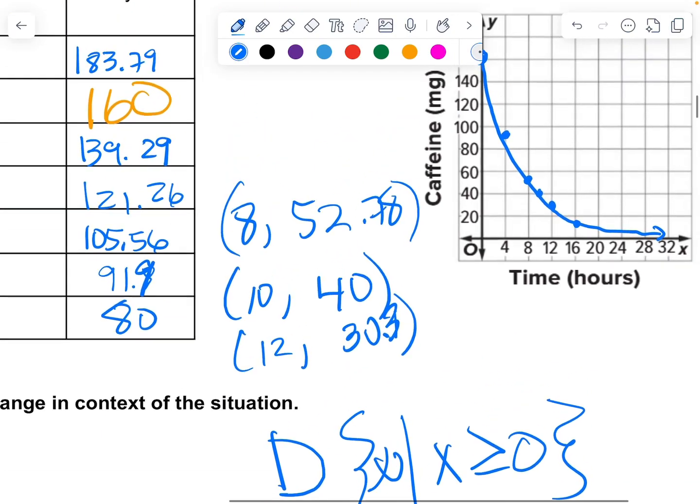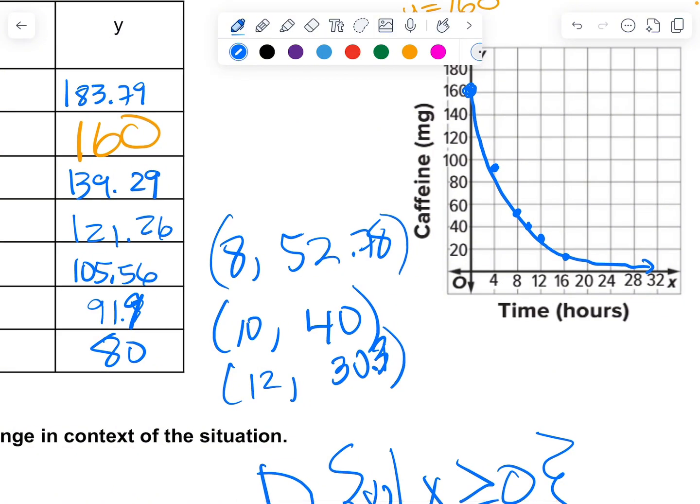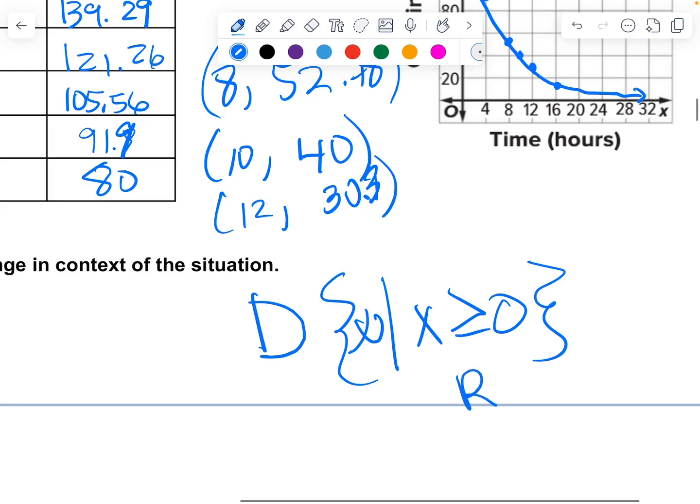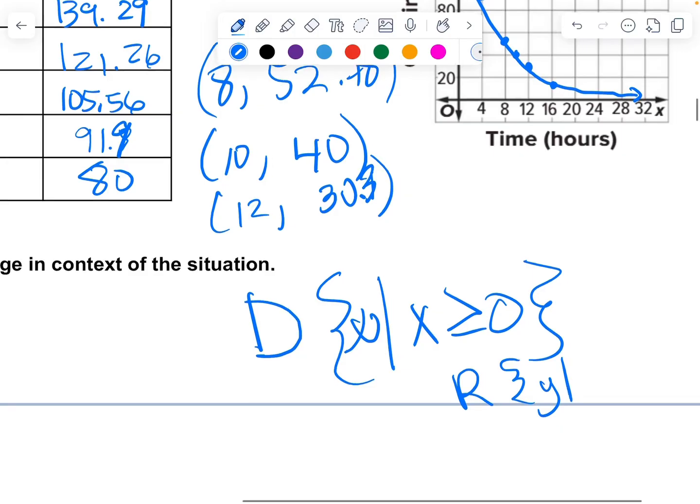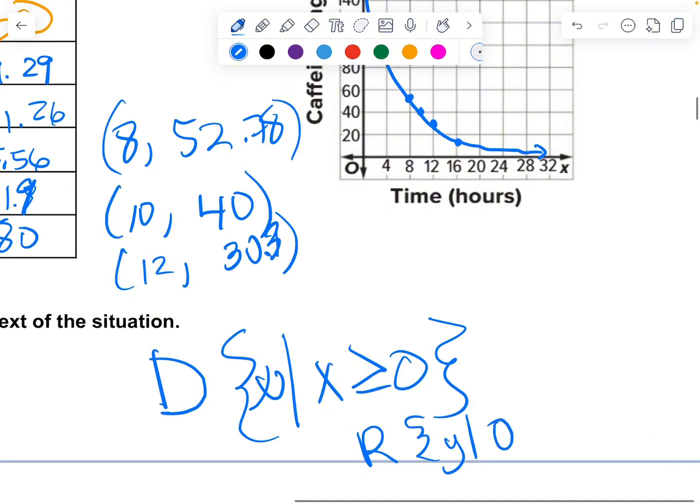The range is going to be, the highest it's going to get is 160. So the range is going to be between 0, less than, and it'll go up to 160. It won't go past 160. Okay.